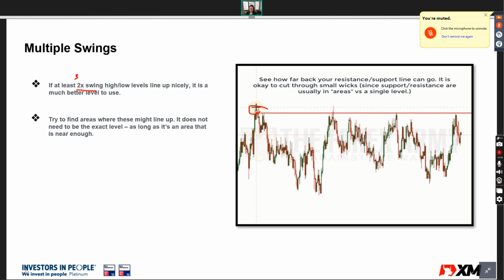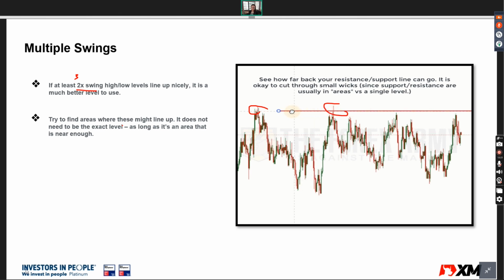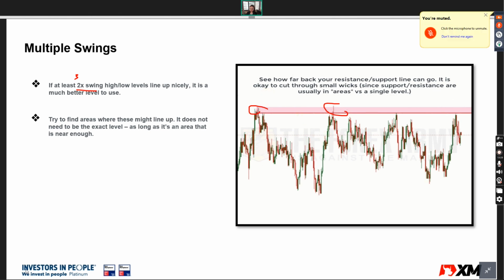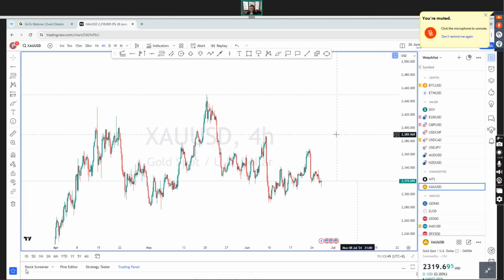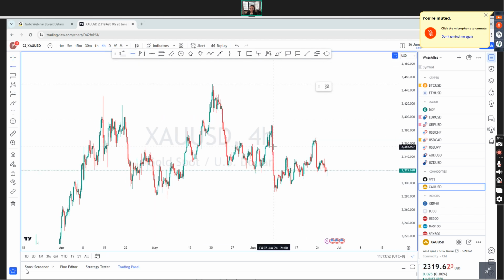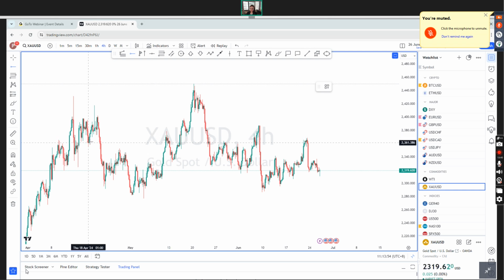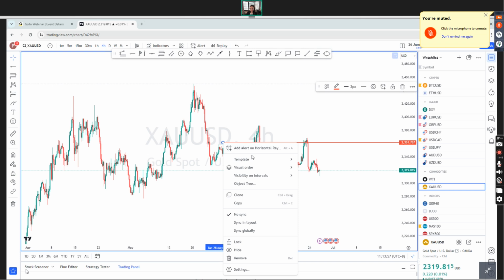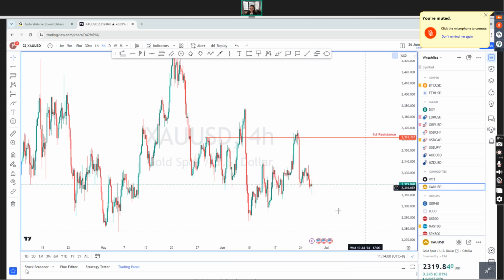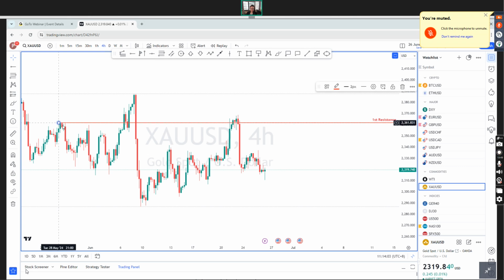For example, here you can see that there is multi swing, another swing, meaning these are a liquidity zone somewhere around here. Try to find the area where those line up. It does not need to be an exact level as long as it's an area that is near enough. Sometimes when you identify the key level, it doesn't have to line up very nicely. Let me identify the key level based on H4. This is my resistance level.